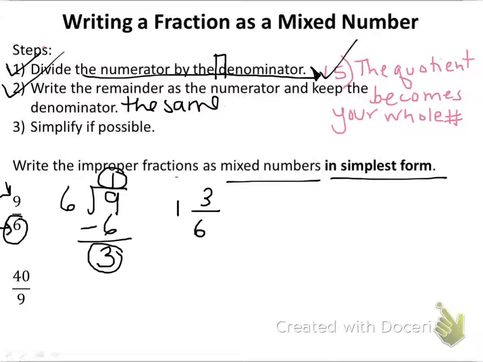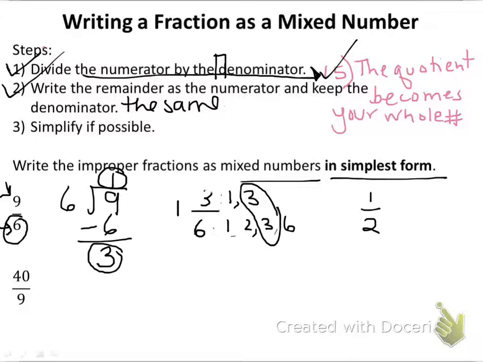Done with step 2. Now we need to do our last step, simplify if possible. Can I simplify this fraction here? Well, yes, I can. 3 and 6, they have a common factor that is not just 1. Let's see what it is. The factors of 3 are 1 and 3. The factors of 6 are 1, 2, 3, and 6. So their greatest common factor is actually 3. That means we need to divide the numerator and the denominator by 3.